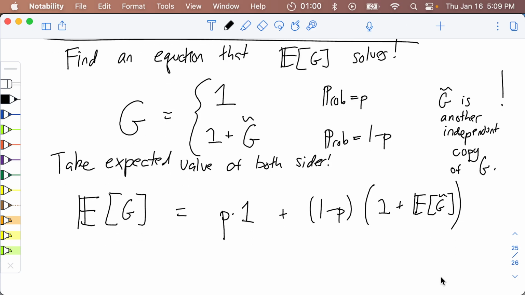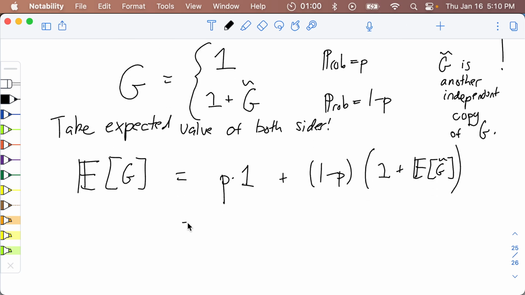Okay. And now this is an equation we can solve for. The expected value of g, what is it? Well, I don't know what it is, but whatever it is, it satisfies the equation. It's equal to p plus 1 minus p times 1 plus expected value of g tilde. And g and g tilde, even though they are different, independent copies, have the same average. So now I can just rearrange the equation. Let me simplify it a bit: p plus 1 minus p from the 1, plus 1 minus p times the expected value of g. I'm not writing tilde because g and g tilde have the same average.